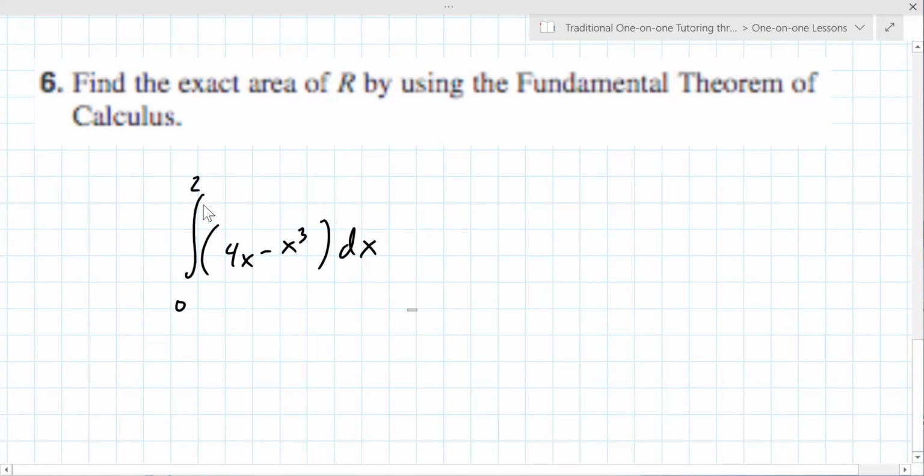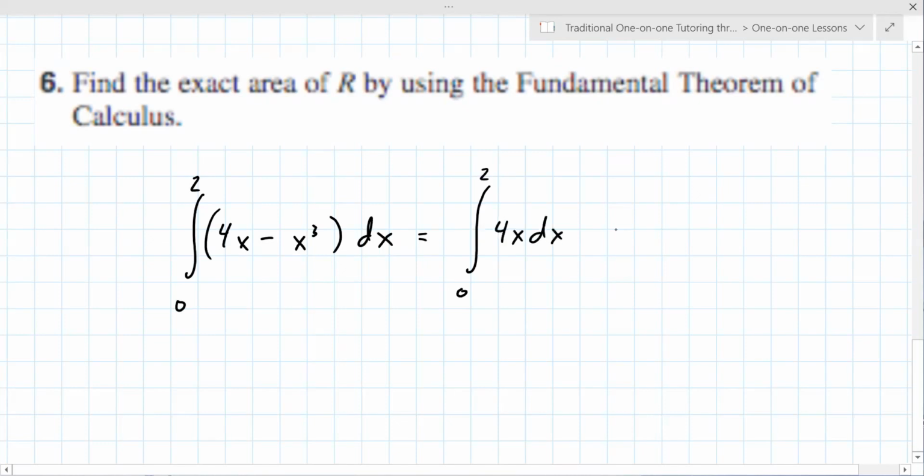Okay, let me just rewrite this because it's really horrible. 4x minus x cubed dx. So there's a first property which allows you to separate these integrals, minus the integral from 0 to 2 of x cubed dx. And then if you need to, you can actually bring this 4 out if you want. So we'll do that. 4 times the integral from 0 to 2 of x dx.